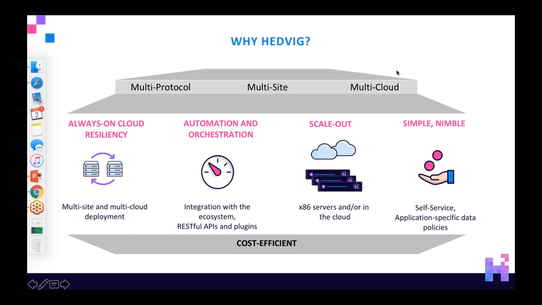Right, and I'll just add that we always deploy as an active-passive pair in an HA manner, so that even if a proxy goes down, the passive one takes over so that the storage is always available.